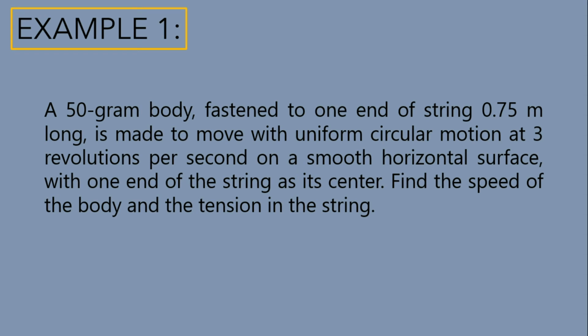For our example number 1, we have a 50-gram body fastened to one end of a string 0.75 meter long, made to move with uniform circular motion at 3 revolutions per second on a smooth horizontal surface with one end of the string as its center. So we just find the speed of the body and the tension in the string. So in this problem, we have 3 revolutions per second. So that is the frequency. So ilang revolution in a given time, per second.